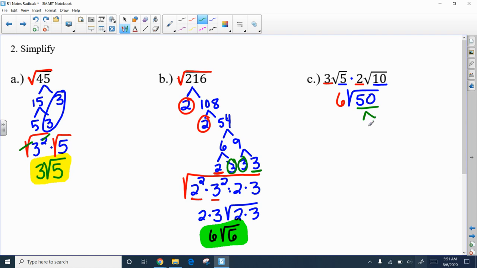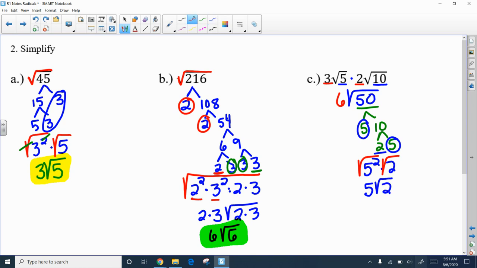So let's break down square root of 50. 50 breaks down to 5 times 10, and then 10 breaks down to 2 times 5. So I've got a pair of 5s, and then I got a 2 left over. So this is 5 squared times 2. But remember, this is under a radical. So square root of 5 squared times square root of 2. Square root of 5 squared. The square root and square get rid of each other, so we're just left with 5. And then the 2 stays under the radical.